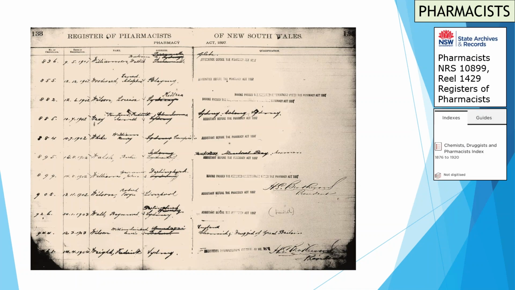A record of pharmacists, which follows the same pattern as you've seen already. On the left-hand side, the number of certificate, the date of the examination, the name, the address, and what act a qualification comes under. It's also available on online indexes, so you can find the record in terms of what we have, and you can come to the reading room to have a look.